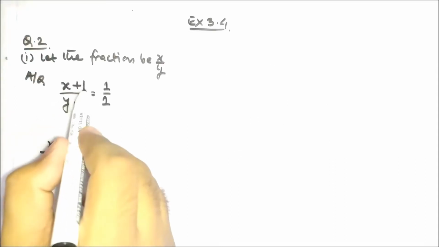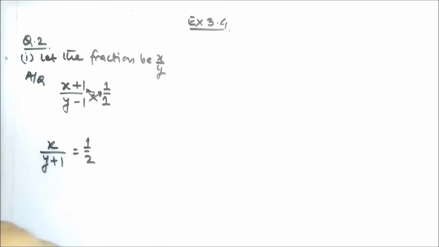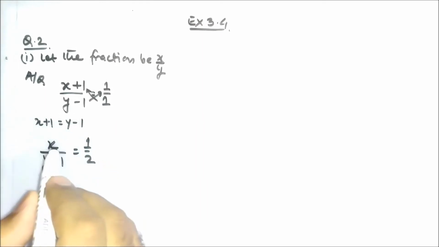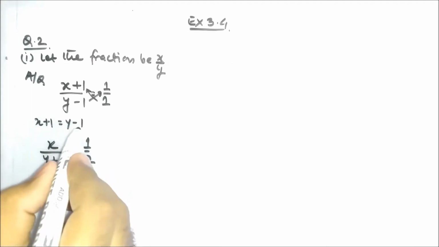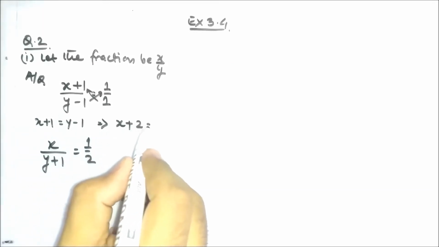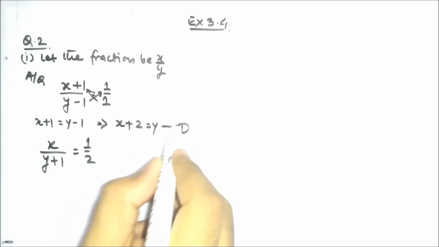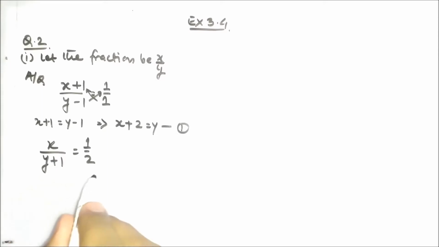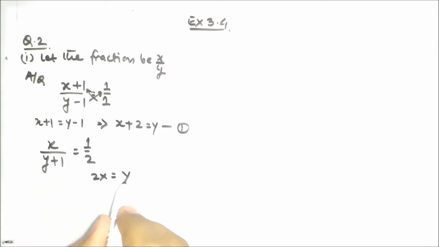Now let us just cross multiply this and simplify the equation. That will be x plus 1 is equal to y minus 1. Okay, or you can say here this 1 will be shifted here. This can be written as x plus 2 is equal to y. This is the first equation. Okay, so for the second, just cross multiply this. This will be 2x is equal to y plus 1.